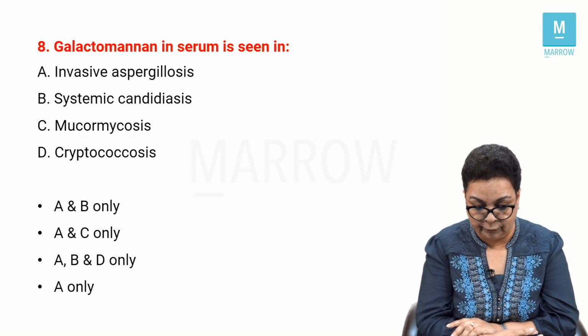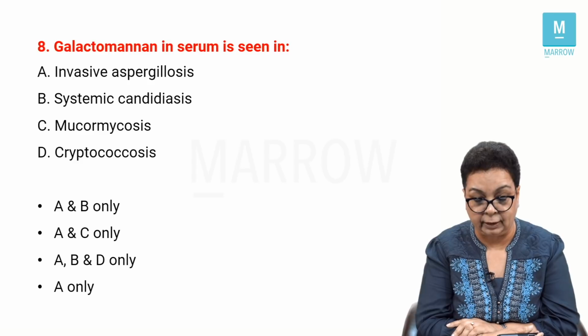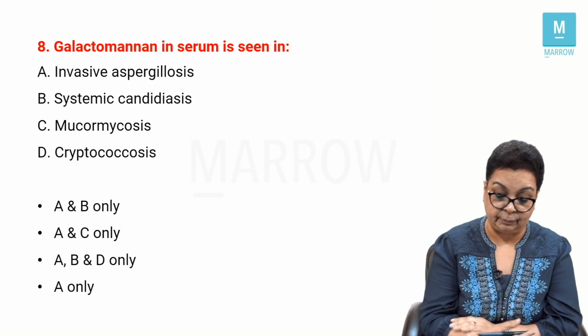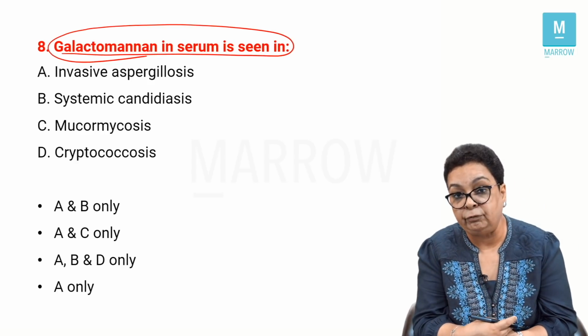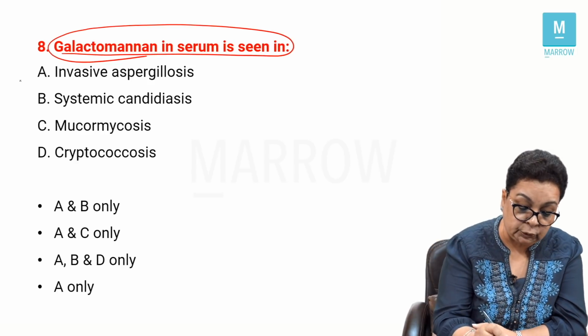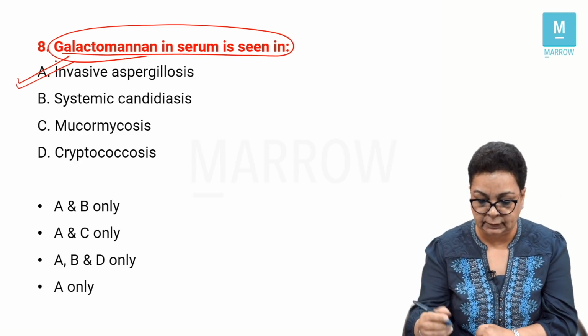Question 8, our favorite, has become beta-1,3-D-glucan and galactomannan antigens in AIIMS exams. Galactomannan antigen in serum is detectable in which of the following? The answer to this is only invasive aspergillosis.